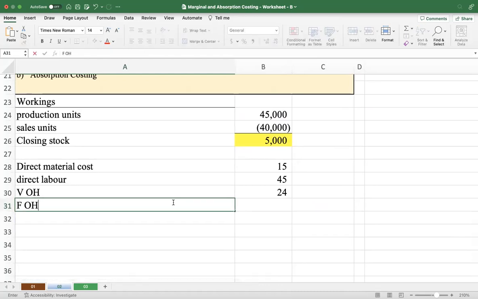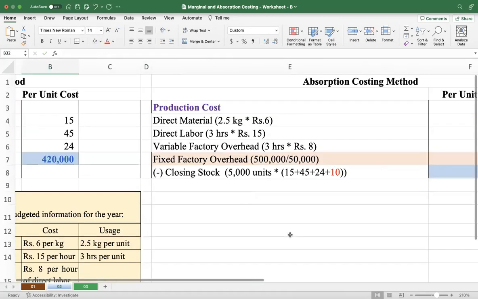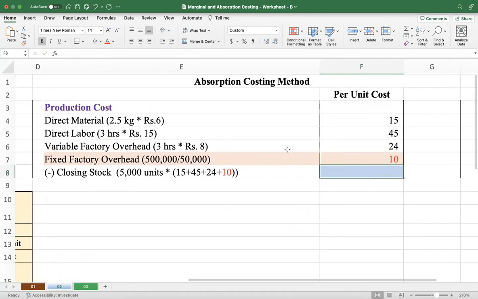Fixed overheads equal 500,000 divided by 50,000, the budgeted production. That will be how much? 10, right? 500,000 divided by 50,000 will be 10. So that's the new addition that occurred when we are finding out the closing stock value according to the absorption costing method. So what's the value here?